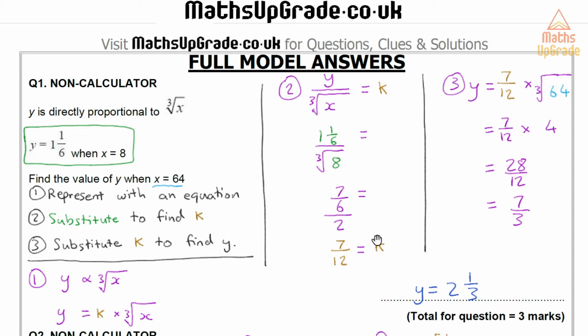Now I'm going to substitute this back in to this equation here with my constant as 7/12. So y equals 7/12 times the cube root of 64. The cube root of 64 is 4, so I need to do 7/12 times 4, which is 28/12, which when I cancel is 7/3. And I'm going to rewrite that as a mixed number, since that's how the values here were written as mixed numbers. So the answer would be 2 1/3, and that would be 3 marks for that question.